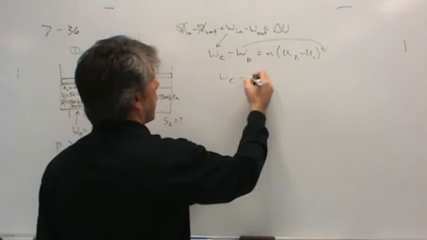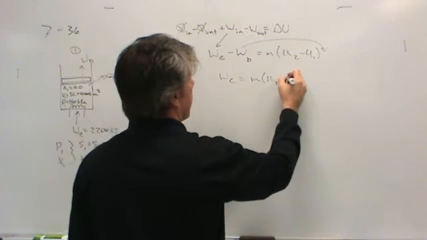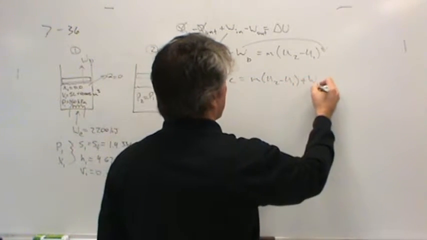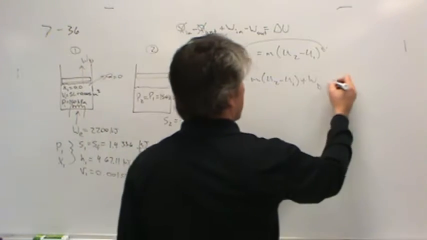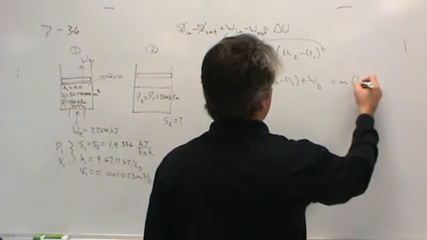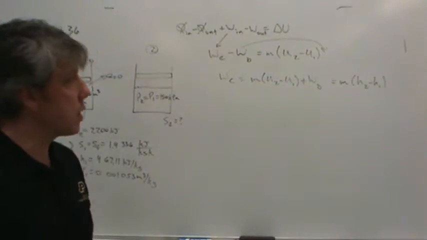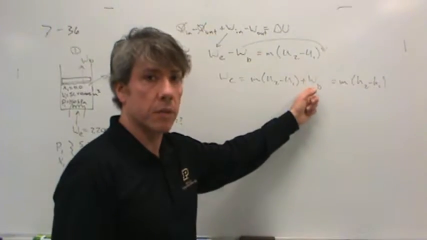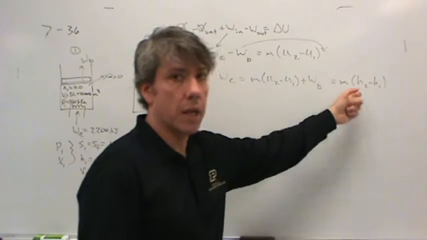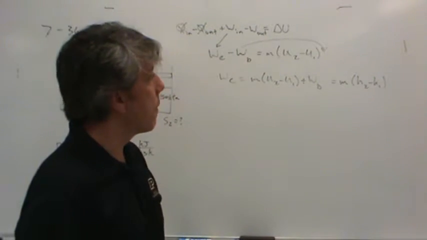The electrical work equals M times U2 minus U1, plus boundary work. And remember, this comes out as mass times the enthalpy change between states 2 and 1. I'll let you prove this. We've gone through this several times. Substitute in P delta V and see what happens. You can get to this point, okay?